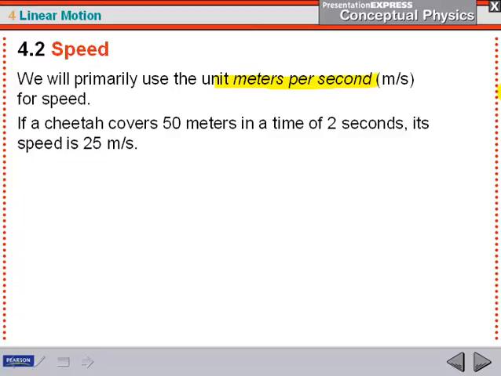So let's look at a cheetah. If a cheetah can travel 50 meters in 2 seconds, then its speed is going to be 50 meters divided by 2 seconds, or 25 meters per second.